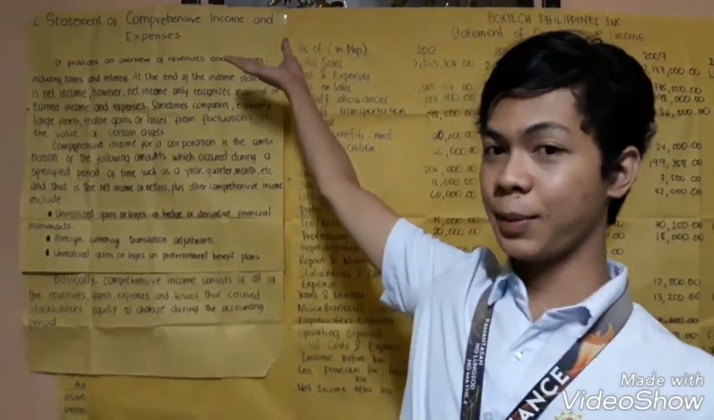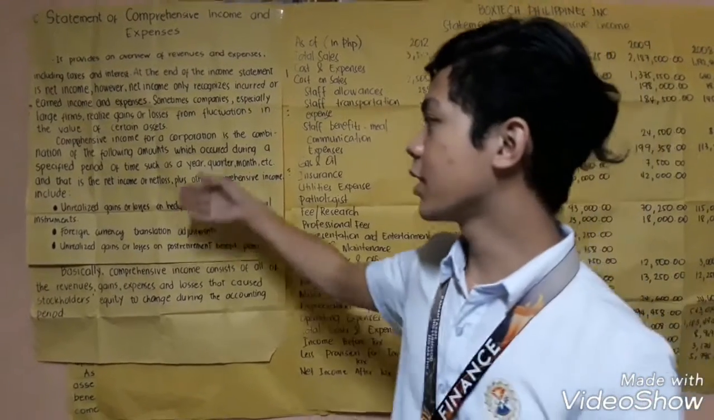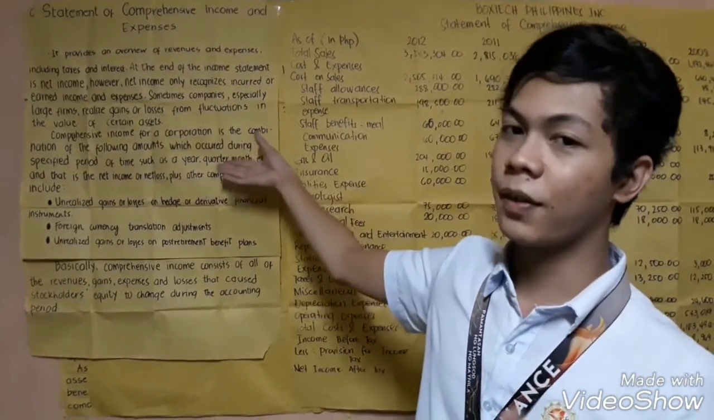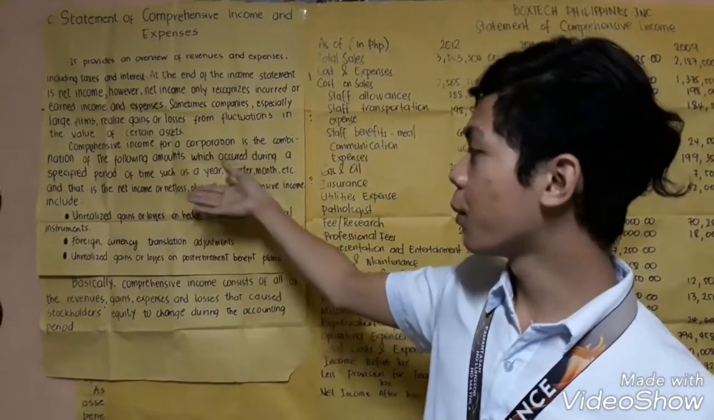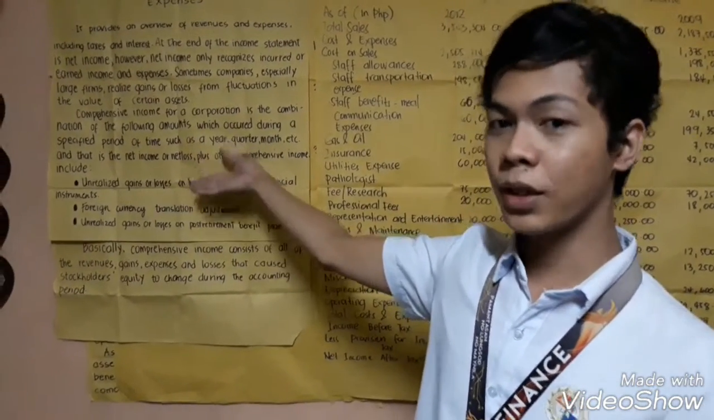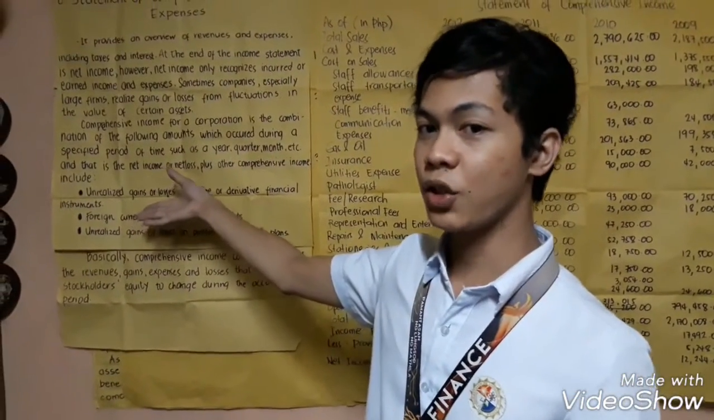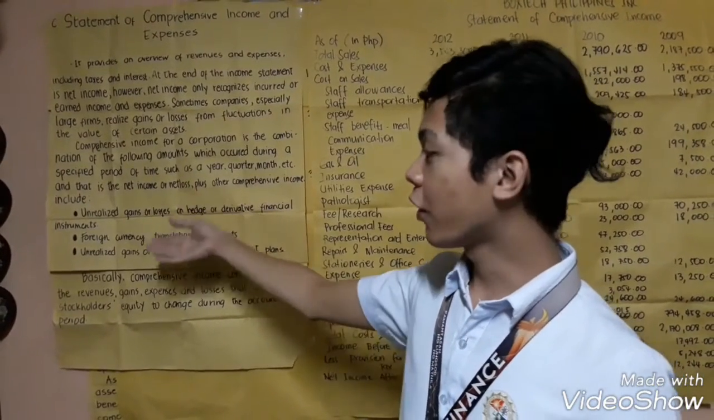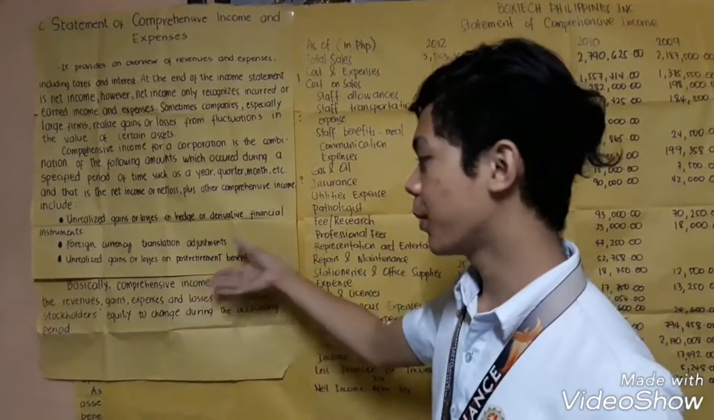Now let's move on to the third topic, which is the statement of comprehensive income and expenses. It provides an overview of the revenue and expenses, including the taxes and the interests. The comprehensive income for a corporation is the combination of the following amounts which occurred during a specified period of time, such as a year, quarter, month, and so on. That is the net income or net loss plus the other comprehensive income, such as unrealized gains or losses on hedge or derivative financial instruments, foreign currency translation adjustments, and unrealized gains or losses in post-retirement benefit plans.